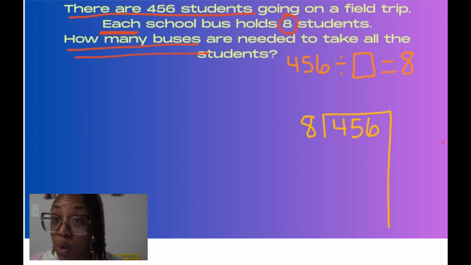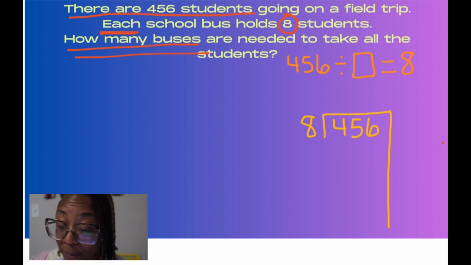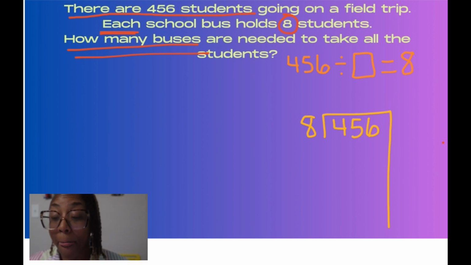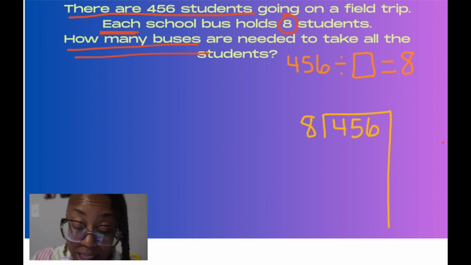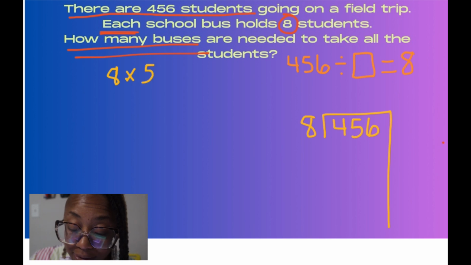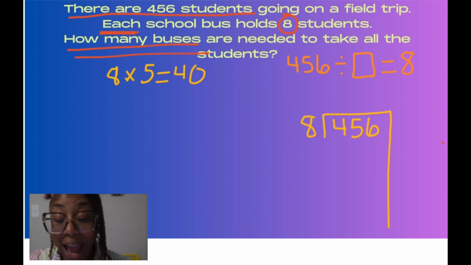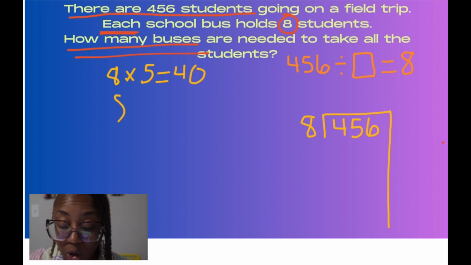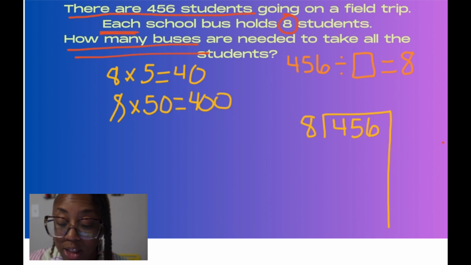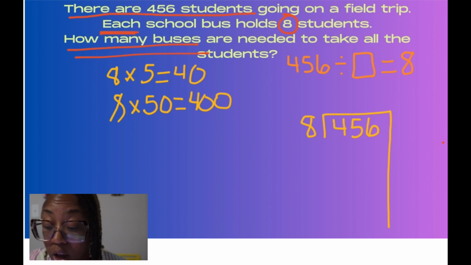8 cannot go into 4, but 8 can go into 45 because that's what's going to help me ultimately see how many 8s can go into 456. So how close can I get to 45? 8 times 5 is as close as I'm going to get because that equals 40. So if 8 times 5 is 40, we know that my next power of 10 is going to be 50. So 8 times 50 is going to be 400. And that's pretty close to that 456. So 50 is my first partial quotient. 8 times 50 gives me 400.